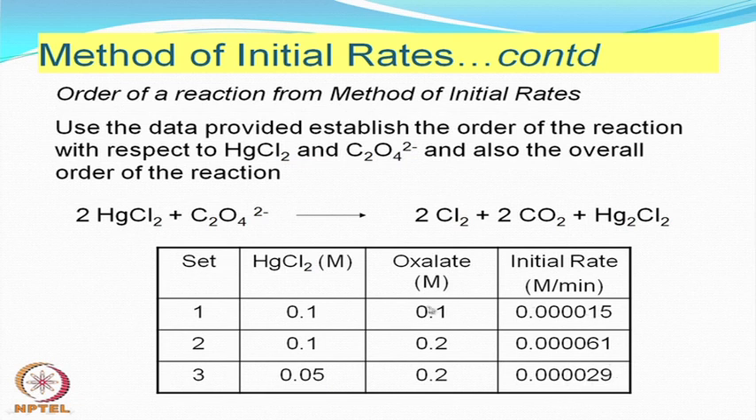We see that there is a definitive change of the initial rate as we move on to different sets consisting of different compositions of mercuric chloride and oxalate.